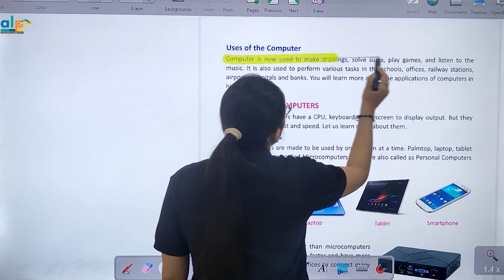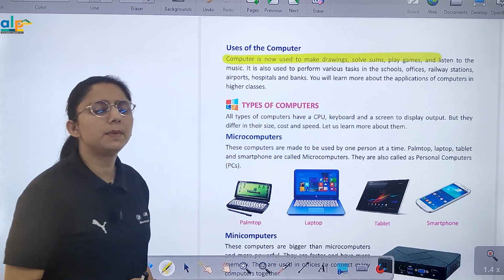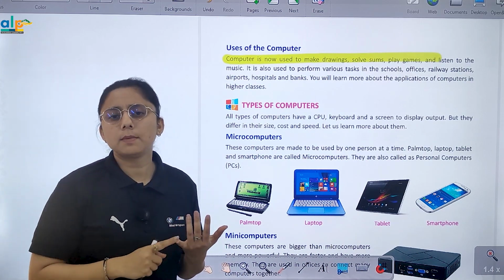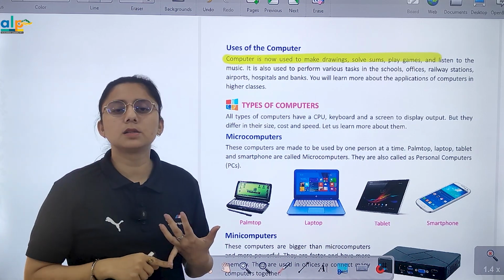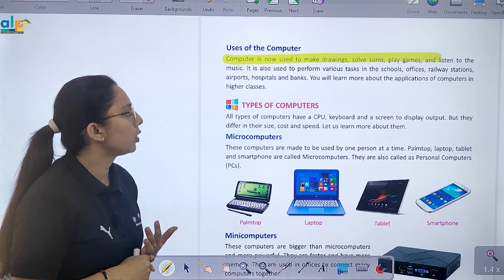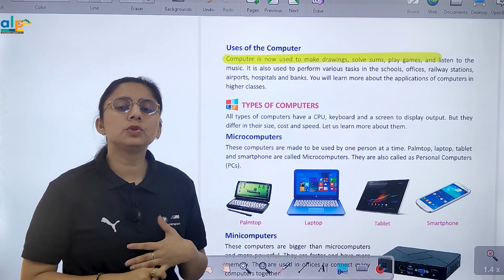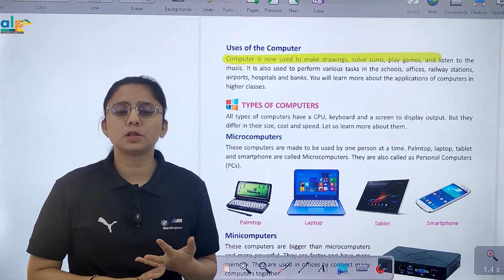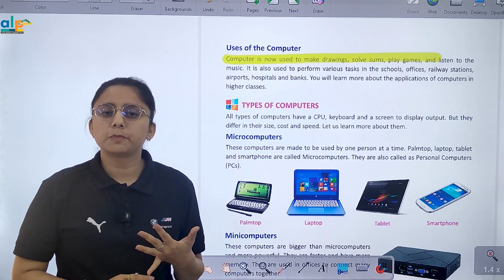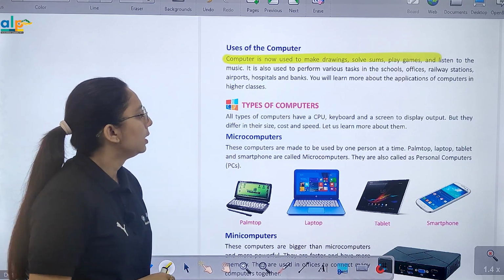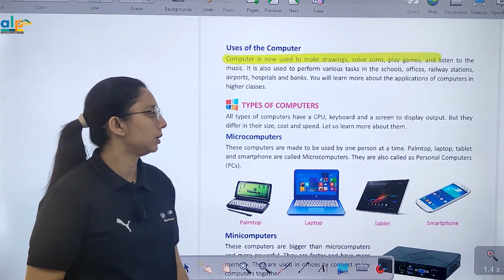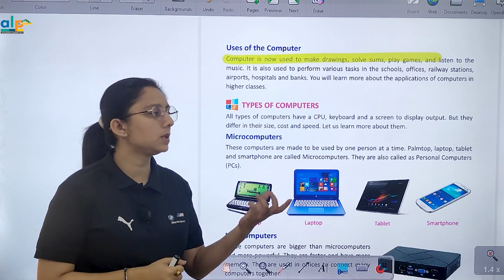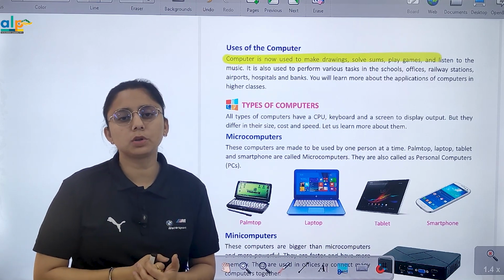Now uses of computer. Computers are used for making drawings, solving sums, doing paintings, playing games, listening to music or watching movies. And they are used in different places: school, railway station, post office, hospitals and offices. Now we have different types of computer. All the types of computer have CPU, keyboard, mouse, screen, सब कुछ होती है.